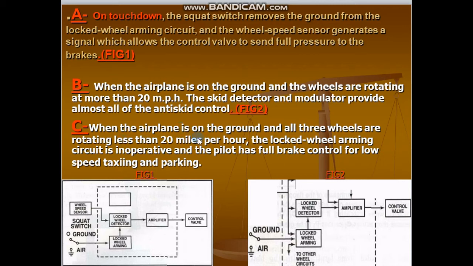When the airplane is on the ground and all three wheels are rotating at less than 20 miles per hour, and as we said, who will detect the rotation of the wheel? The sensor of the anti-skid system. The locked wheel arming circuit is inoperative and the pilot has full brake control for low speed taxiing and parking.